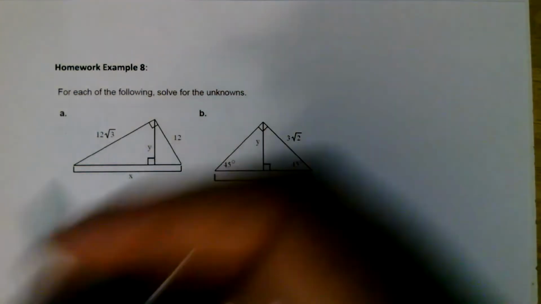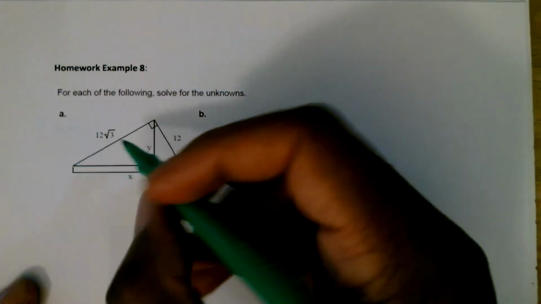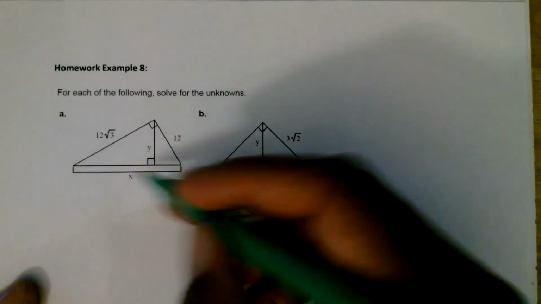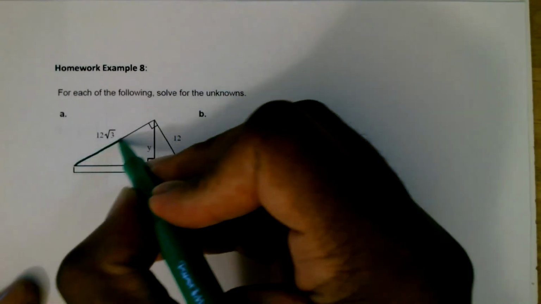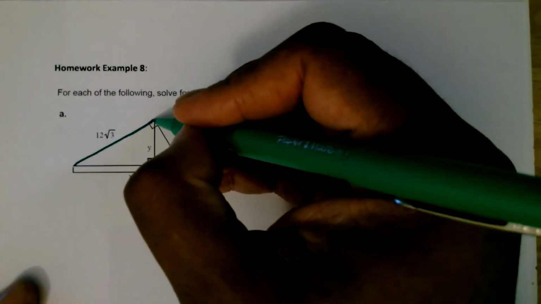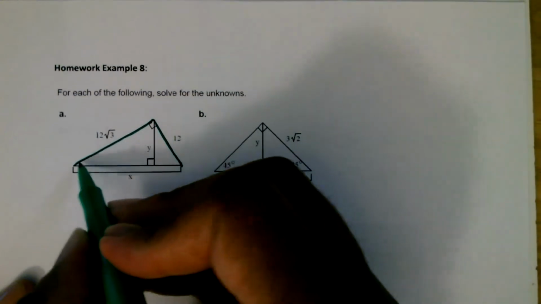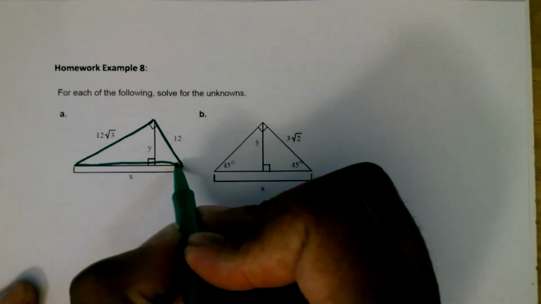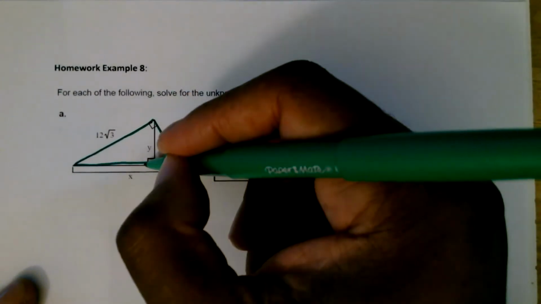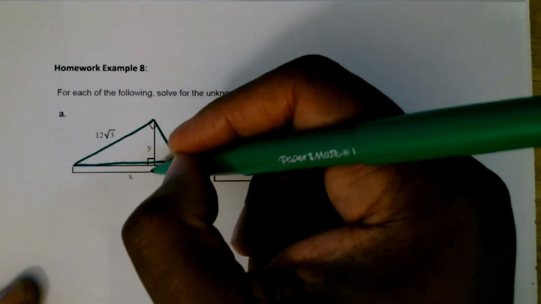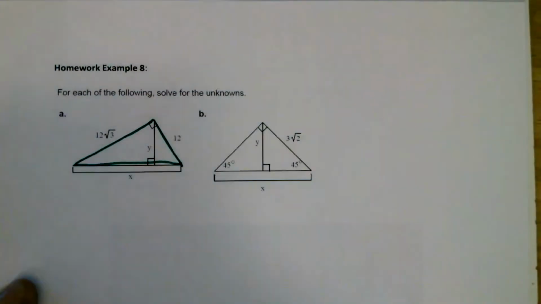Let's look at part A. We want to find out what x is. Well, let's look at the whole triangle outlined in green. So here, this is a right triangle. I know this length and I know this length. I don't know the hypotenuse. That's the side opposite that right angle. So let's find out what that's going to be equal to in this case.